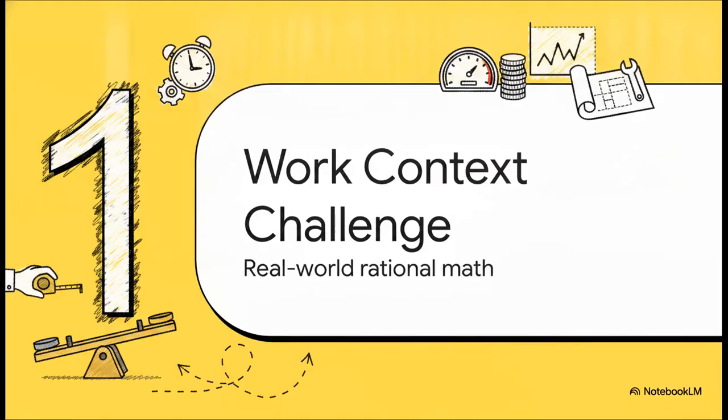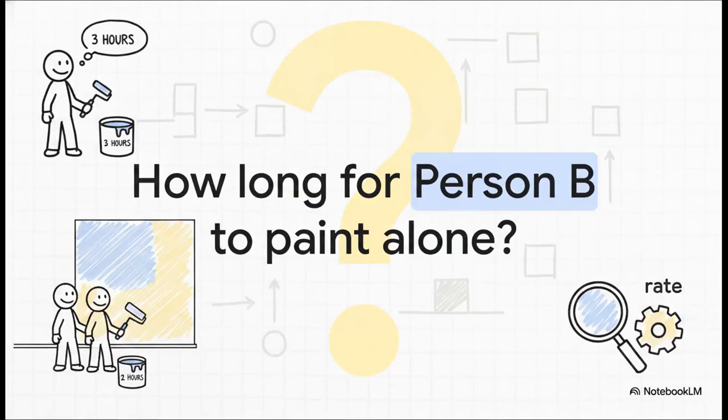Let's kick things off with Section 1, the Work Context Challenge, Real-World Rational Math. So let's anchor our algebra in a highly tangible, real-world scenario. I want you to imagine this practical challenge. Two friends are painting a room. Person A can paint the entire room alone in 3 hours. But when Person A and Person B team up, they absolutely crush the job in just 2 hours.